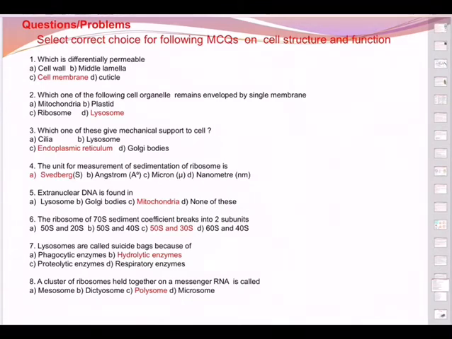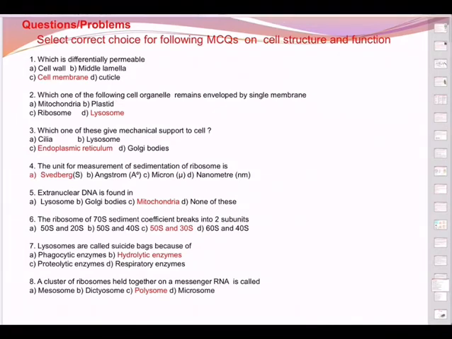Question 7. Lysosomes are called suicidal bags, as I just said. Why are they called suicidal bags? It's because of the enzymes, which are hydrolytic in nature. The presence of hydrolytic enzymes makes lysosomes burst themselves. Since they burst and release their contents within the cell, they are called suicidal bags of the cell. Question 9. A cluster of ribosomes held together. Cluster means group. A group of ribosomes held together on mRNA.